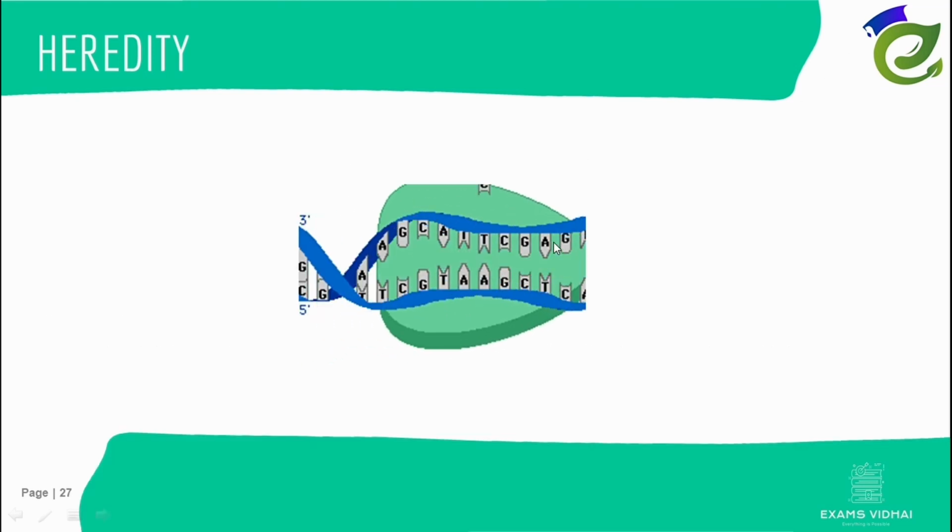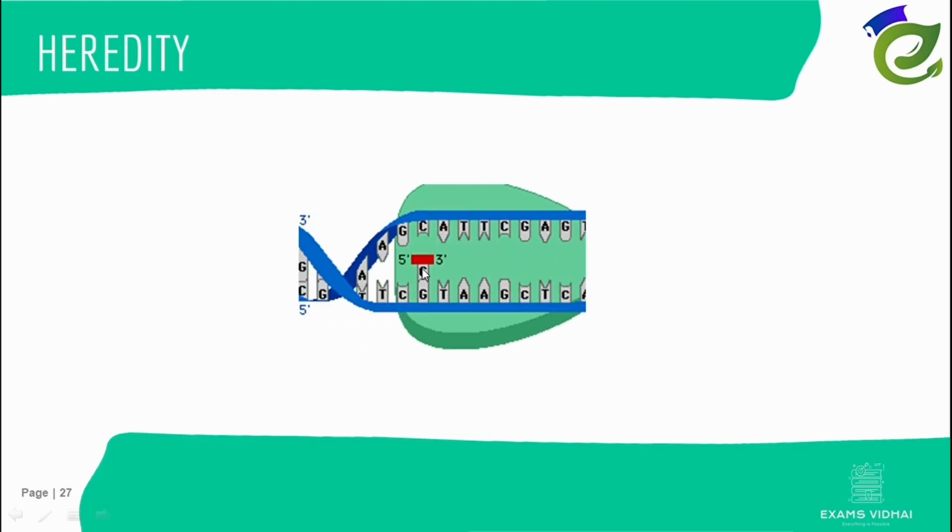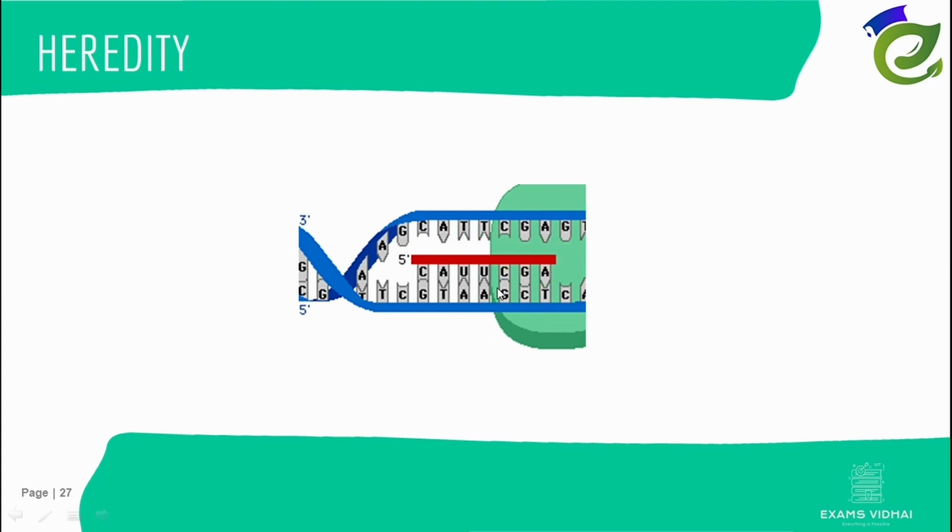Now look at this. G with C, T with A is compulsory. GCAT. In this way all the things will be combined and this forms a DNA. Look at this: CG, GC, AT, GC. In this way it forms a DNA.